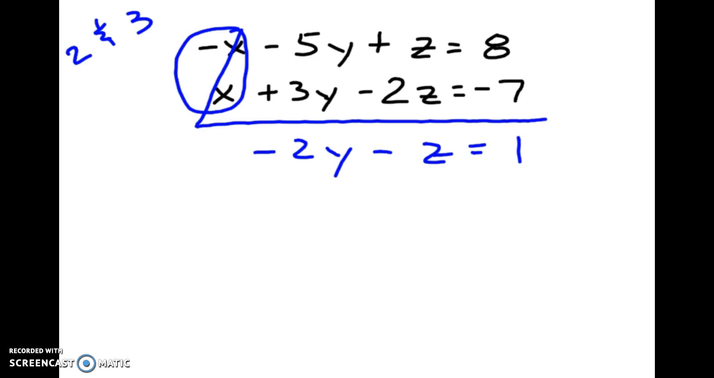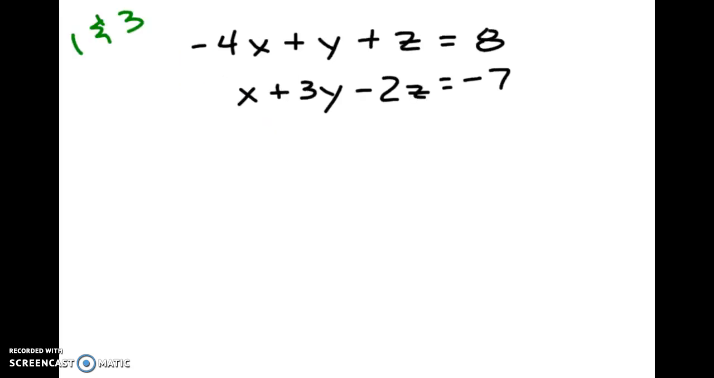All right, now we need to pick a different pair of equations. Since we used 2 and 3 here, 1 has to get used next time. In this case, I've decided I want to use equations 1 and 3 from the beginning. Now, if we look at them right now, the negative 4x and the positive x do not cancel out if I just add them right away. So if you remember from the elimination method, you can multiply one of the equations by something to make that happen. In this case, we're going to want to multiply the bottom equation by 4.